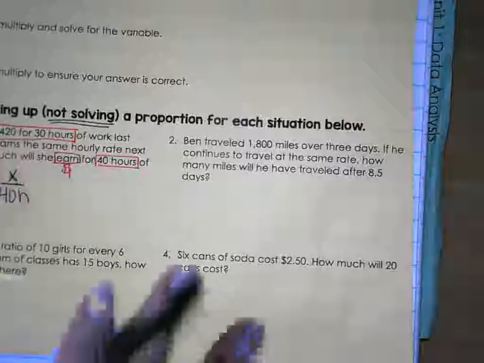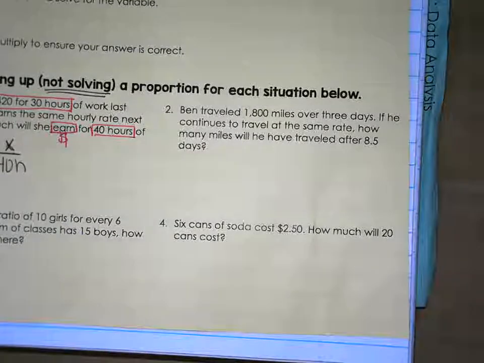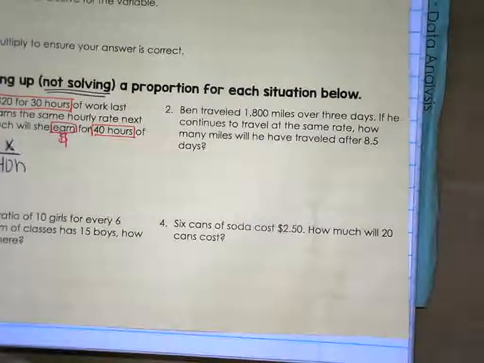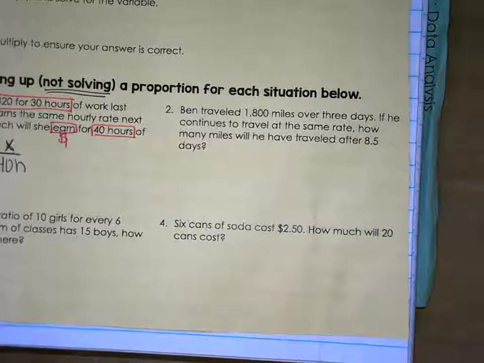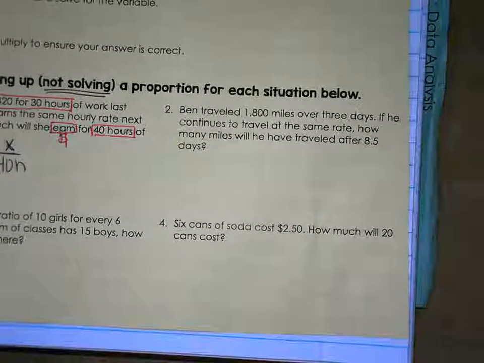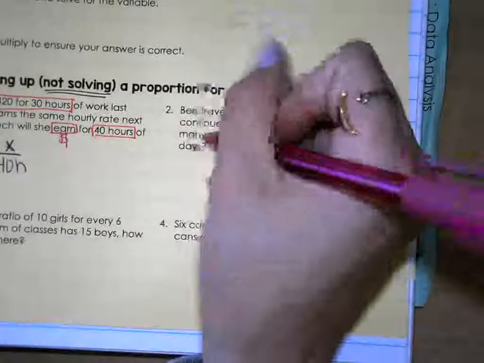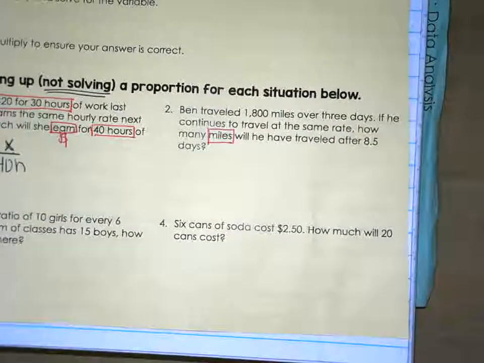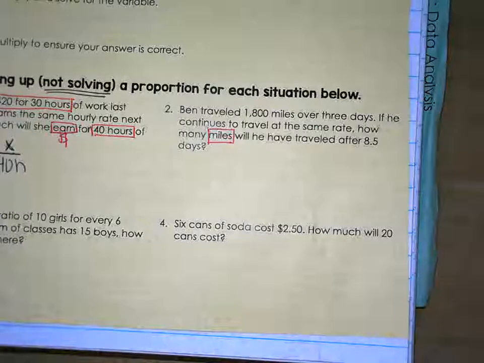So number 2, okay, Ben traveled for 1,800 miles over 3 days. If he continues to travel at the same rate, how many miles will he have traveled after 8.5 days? So once again, what do I need to find? It says how many miles. So I want to know how many miles I need to travel. Now, what do I know?